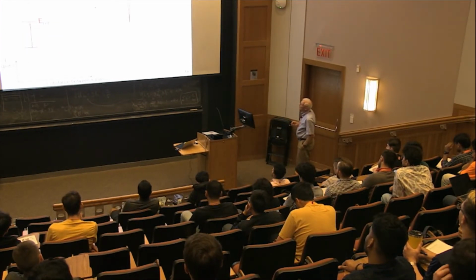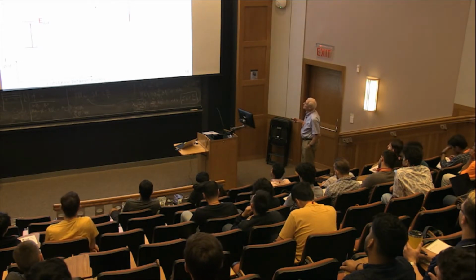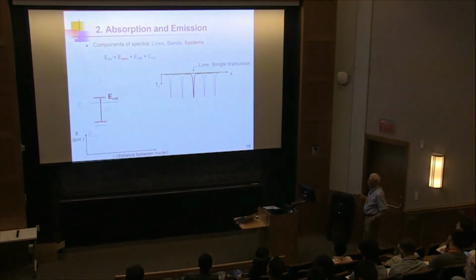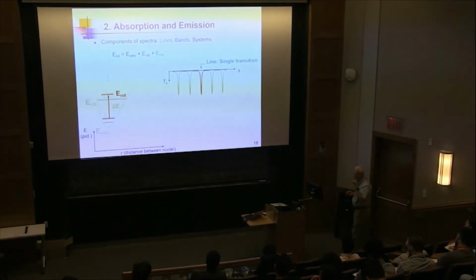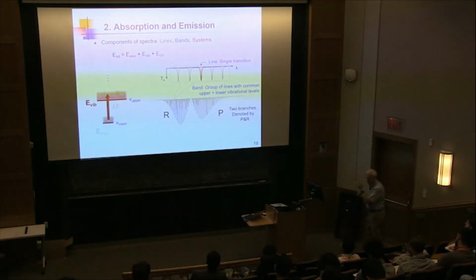Now, if we look in our spectrum and pick out one of these features, we would call that a line, or a single transition, meaning the linkage between two specific quantum states. We go to the next one over, and it's a different pair of quantum states.